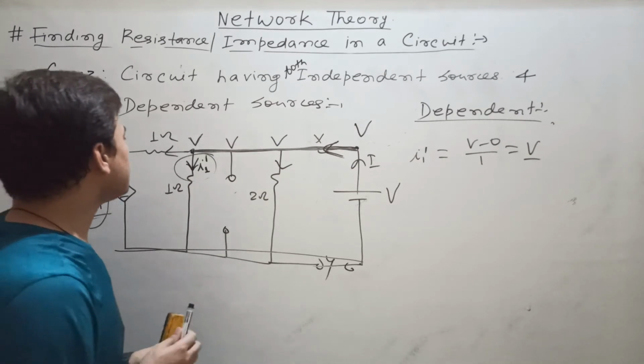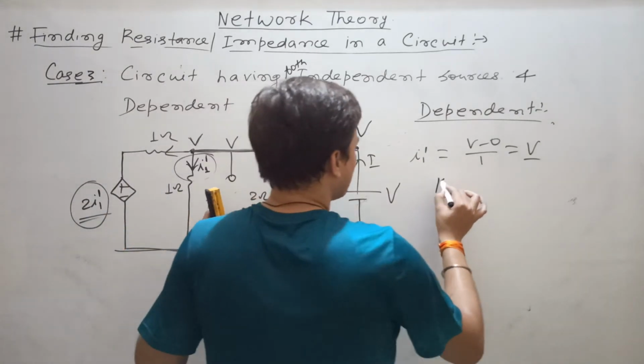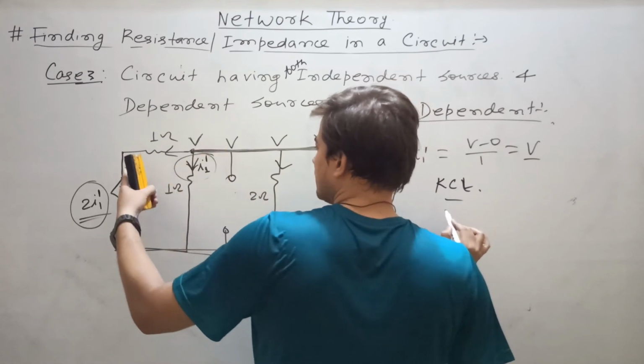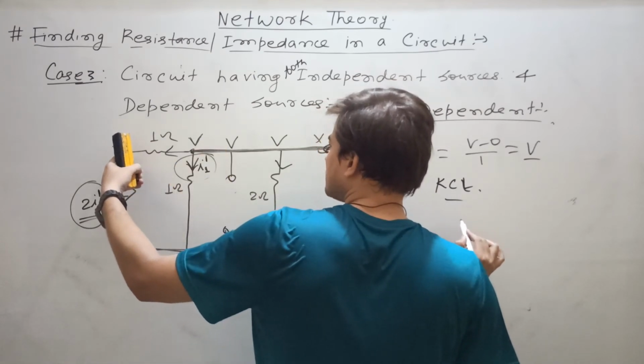So here you write Kirchhoff's current law. So here what happened, V minus, this potential is 2I1 dash.